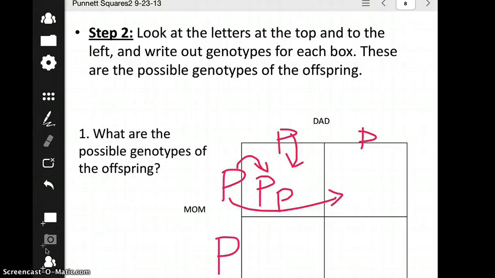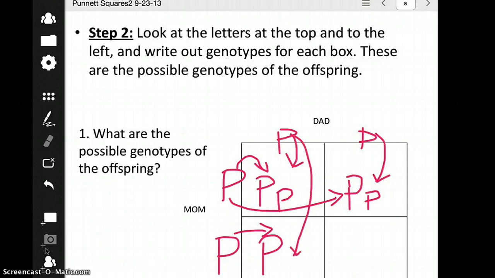Bring the big one over here, big P, and the little p down here. Like that. And then here you have big P. Mom's going to give a big P. Dad is going to give a little p. And one more time, mom is going to give a big P, and dad is going to give a little p.